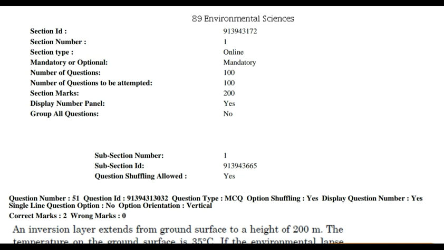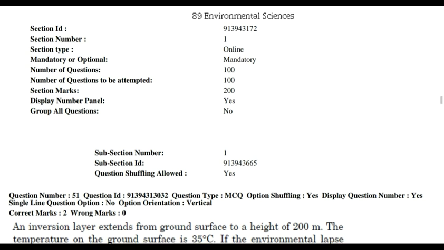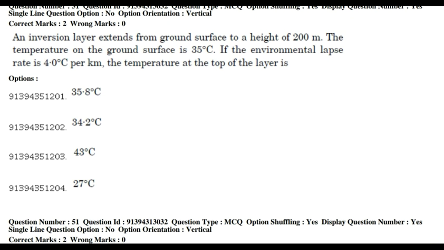Today's topic is NTA UGC NET second paper Environmental Science. So here we'll discuss some questions. The first question is on an inversion layer. An inversion layer extends from ground surface to a height of 200 meter. The temperature on the ground surface is 35 degrees centigrade. If the environmental lapse rate is 4.0 degrees centigrade per kilometer, the temperature at the top of the layer is 35.8 degrees centigrade.